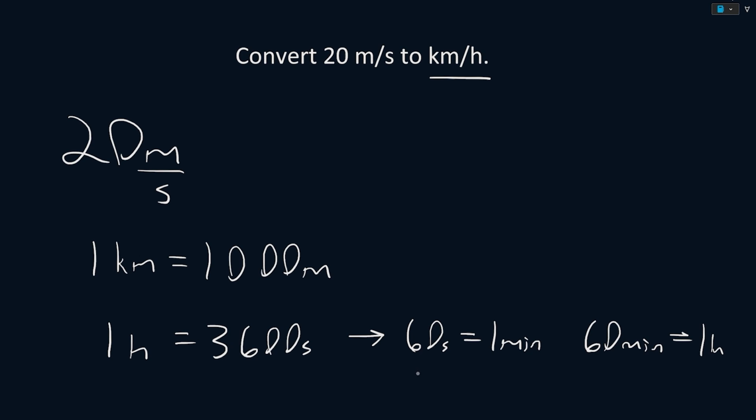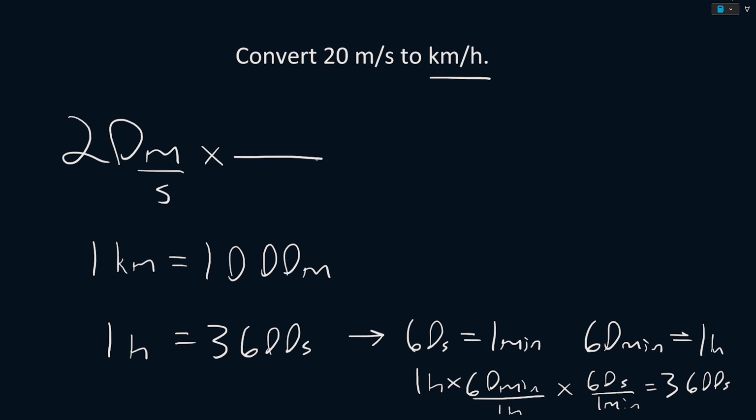So in order to get how many seconds are in an hour, we multiply 1 hour times 60 minutes per hour, and then multiply by 60 seconds per minute. And this gives us 3,600 seconds. So in order to convert to kilometers an hour, we need to first convert meters to kilometers. To do this, we'll multiply through our conversion factor of 1 kilometer is equal to 1,000 meters. Then we'll convert the seconds to hours by multiplying through our conversion factor of 3,600 seconds for 1 hour.